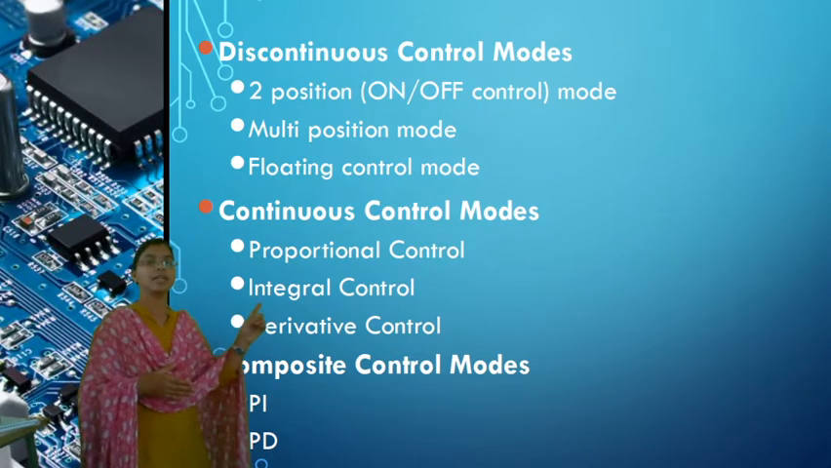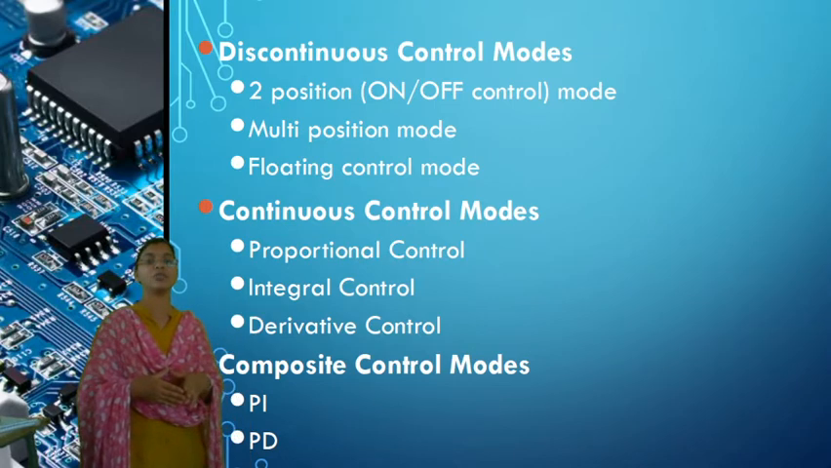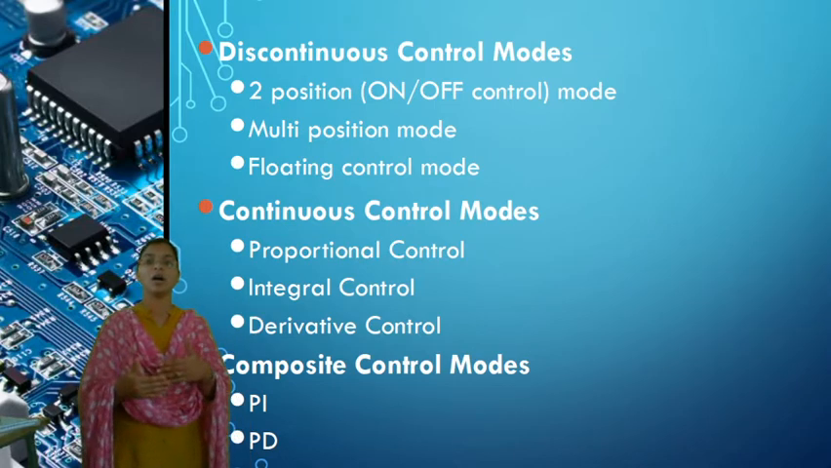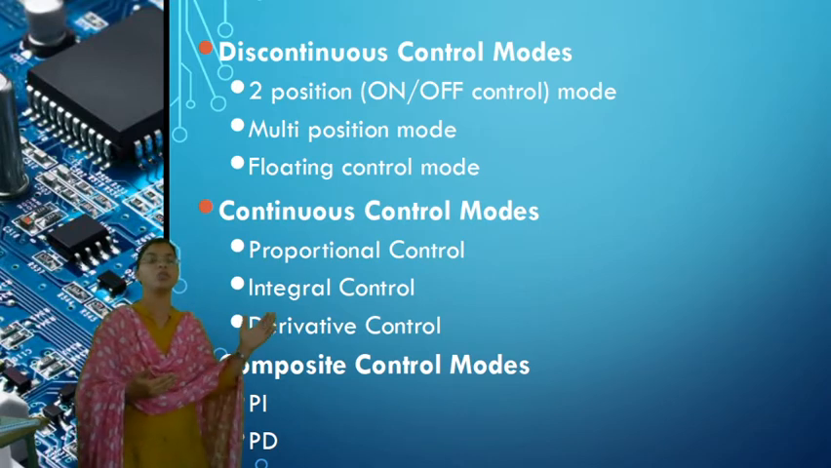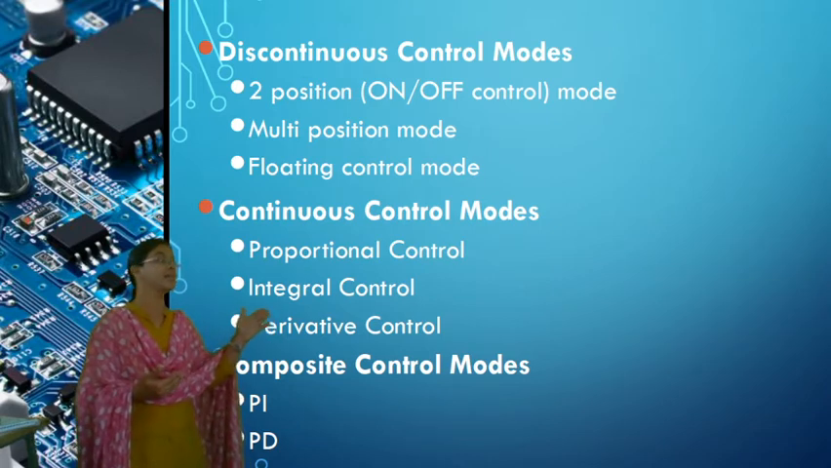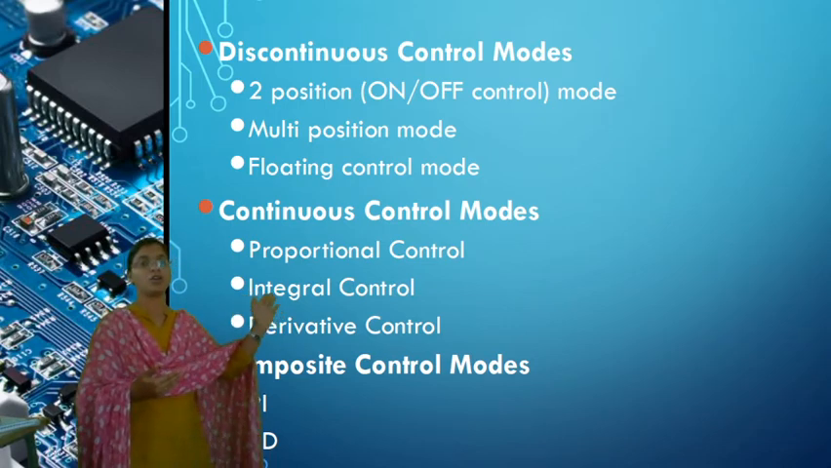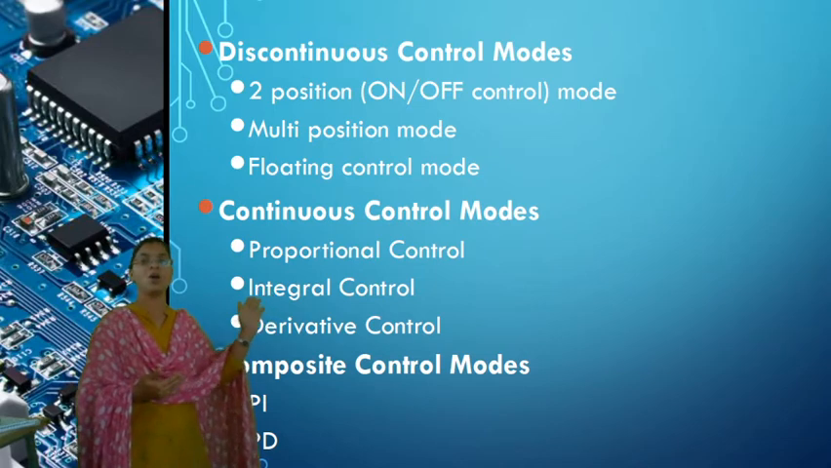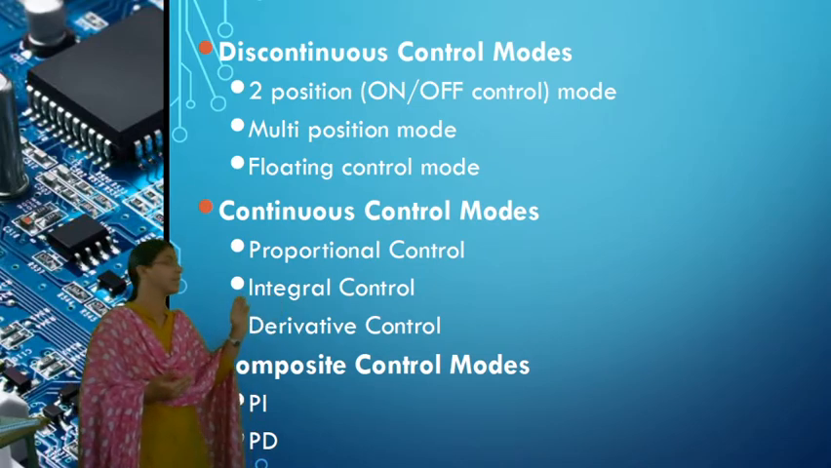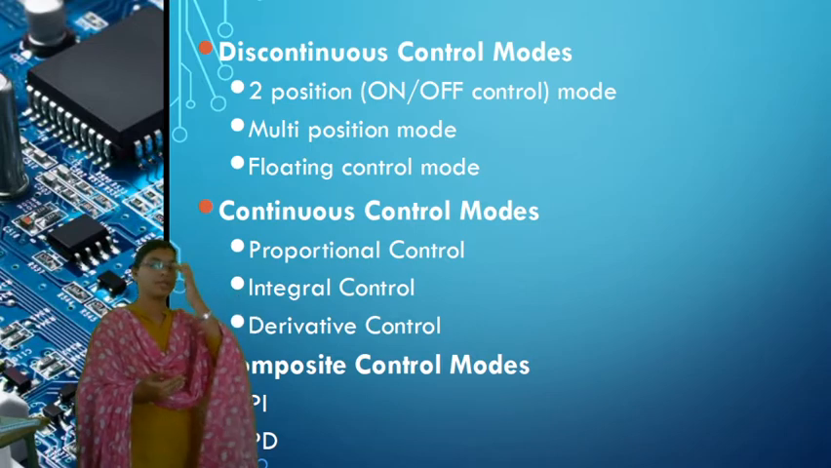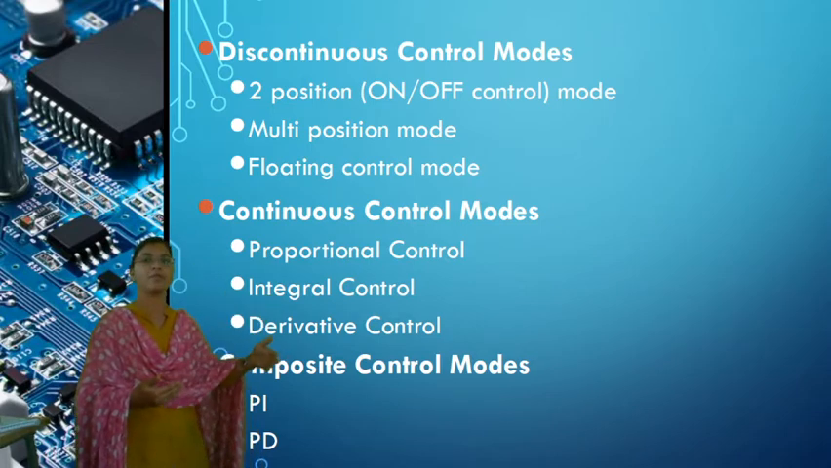Discontinuous modes are again divided, based upon how many outputs they generate, into three categories. First, the two position controller mode, where the two positions may be on or off, so we can take it as the on off controller mode. Next, the multi position control system, where multi position means more than two positions.